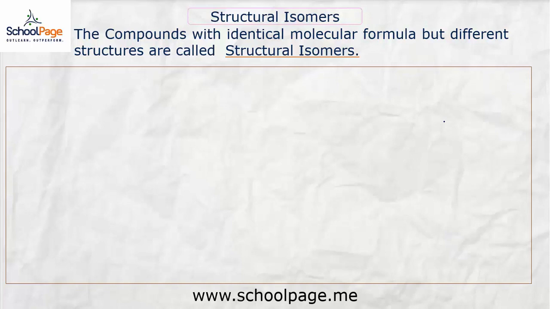To understand this better, let us consider an example. Consider the compound with the molecular formula C4H10. There are two compounds which are available in nature with the same molecular formula, butane and 2-methyl propane. Both butane and 2-methyl propane have the same molecular formula C4H10.